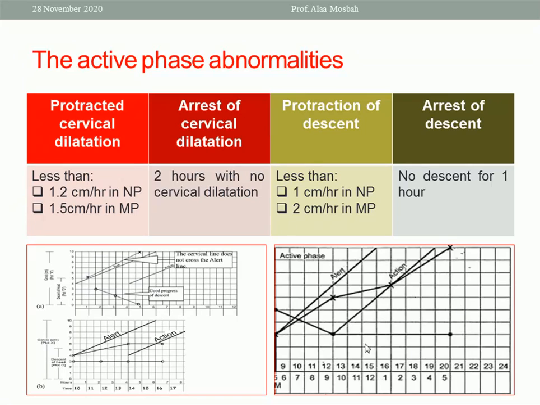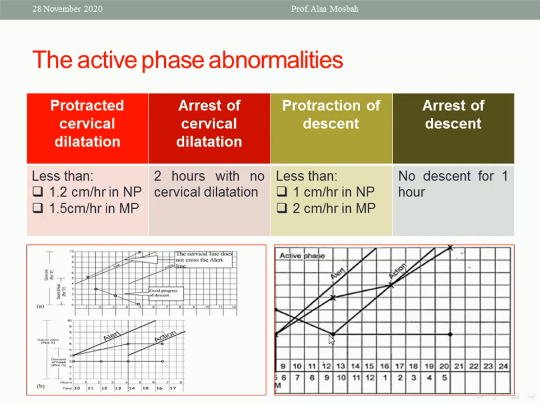Maybe you need strong uterine contraction, maybe you are in need of oxytocin infusion, and reaching the 10 centimeters by crossing the action line. This is dangerous. Crossing to the right of the action line is dangerous, denoting a problem.